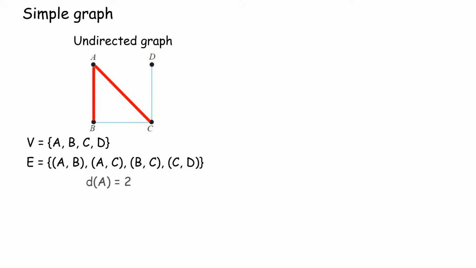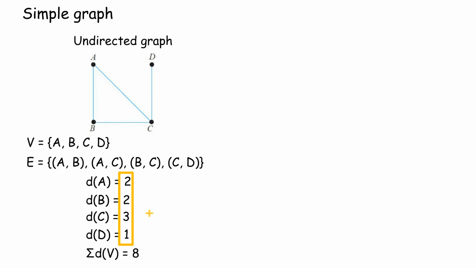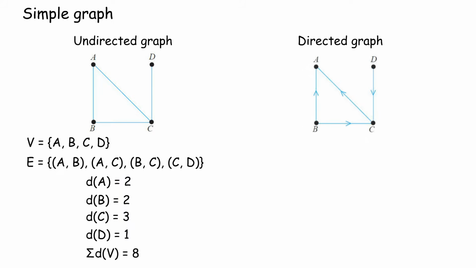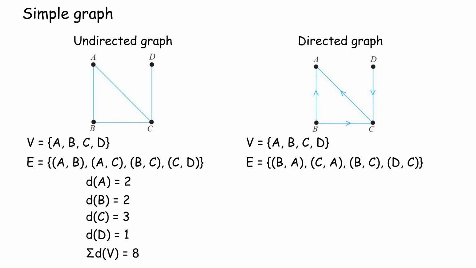dA equals 2, dB equals 2, dC equals 3, dD equals 1. Sigma dV equals 8. Directed graph. V equals {A, B, C, D}. E equals {BA, CA, BC, DC}. The order of the vertices is written according to the direction of the edge. BA and AB represent different edges.